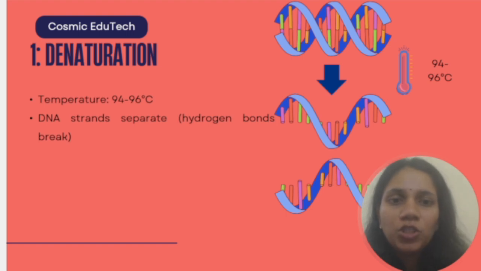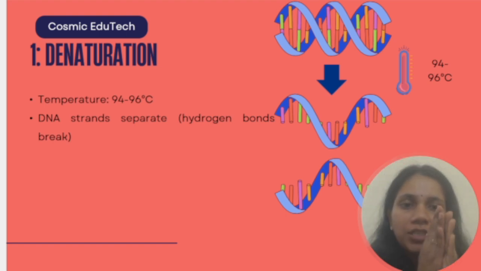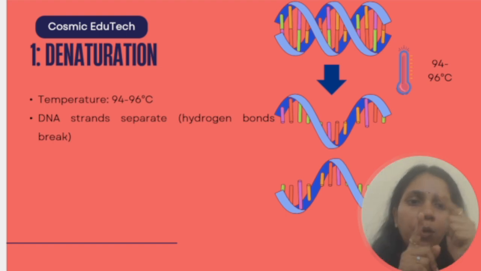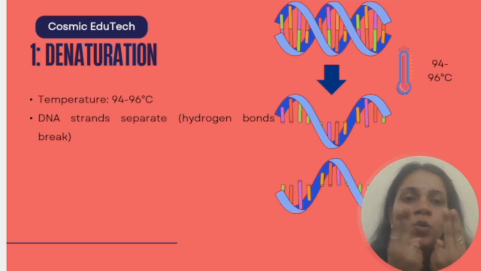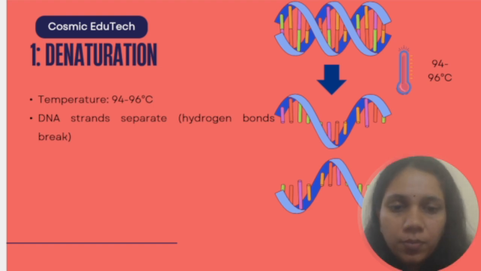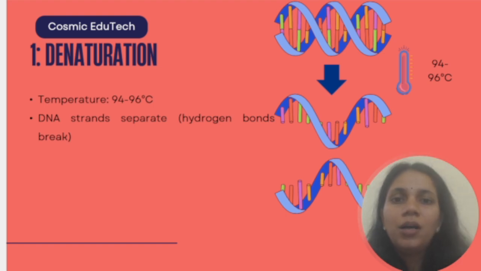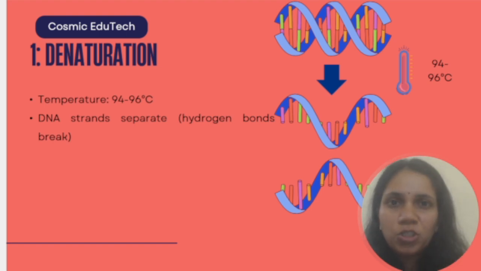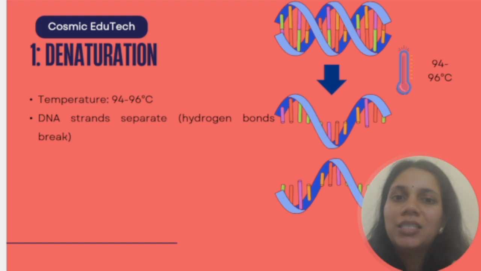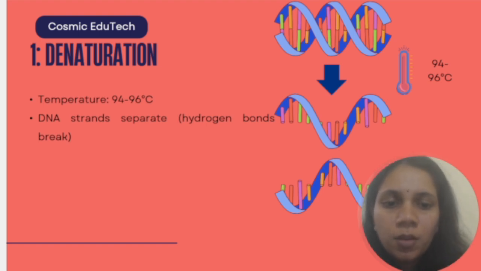The increased temperature is going to facilitate the breakdown of the hydrogen bonds between the single strands of DNA. And as a result, we will have two templates here. Think of something like unzipping a zipper. That is what happens at the denaturation step. Point to be remembered is the temperature range, that is from 94 to 96 degrees Celsius.